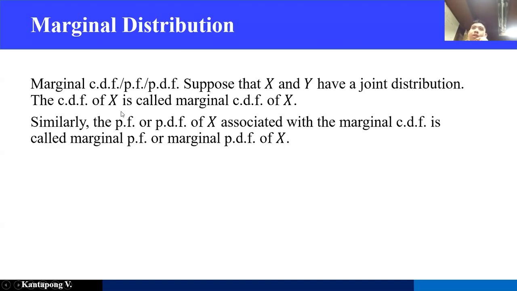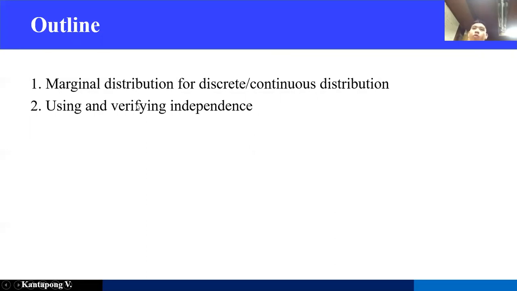Okay, so the marginal distribution: if x and y have the joint PDF, the PDF of x associated with the marginal CDF is called the marginal PF or PDF of x. This one is a little bit strange, I know. Let me talk about it when we see the example more, okay? So two topics. First, we talk about the marginal distribution for discrete or continuous distributions. And second, we are using and verifying independence.